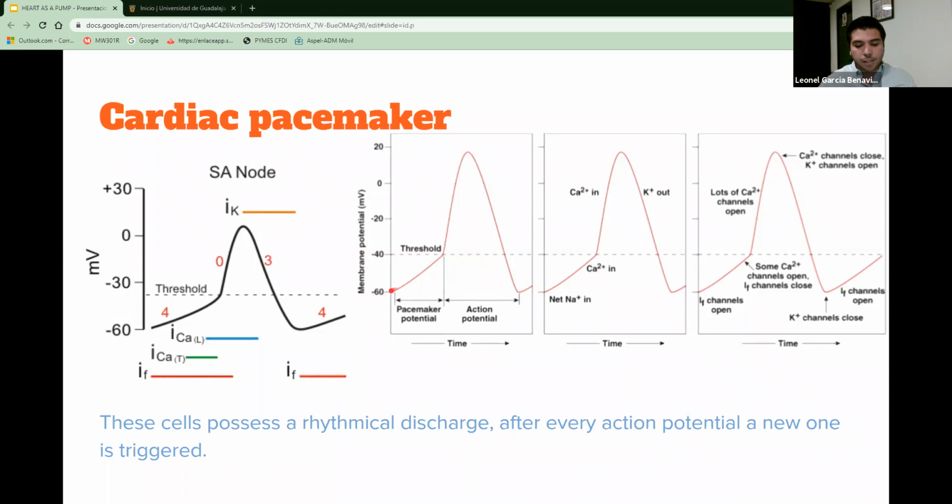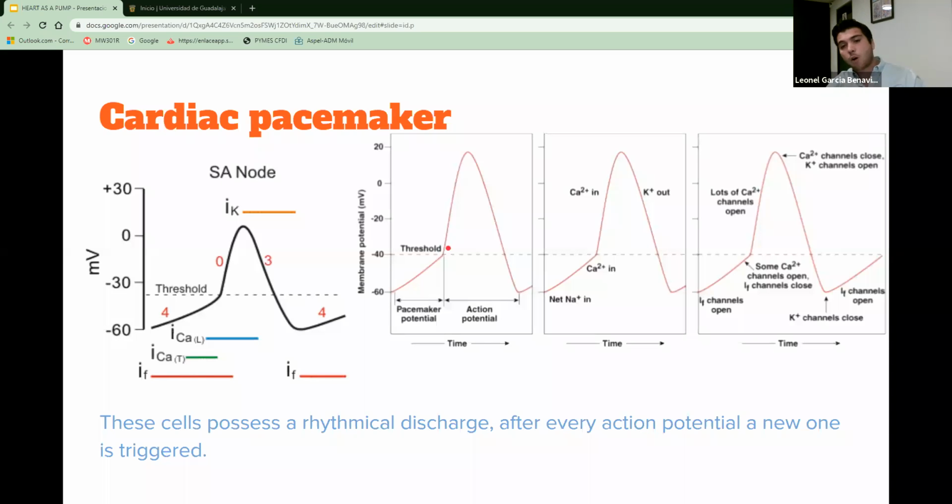And these cells, as you can see right here, by an influx of calcium, again, calcium is the most important ion, go from -60 to -40, where the threshold approximately is. These slow calcium channels open by themselves. They don't need another stimulus. Every time an action potential finishes, they just start opening again, slowly gathering calcium until it reaches the threshold. Then fast calcium channels open.